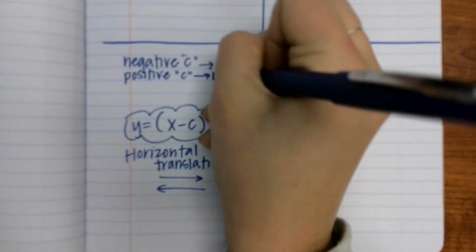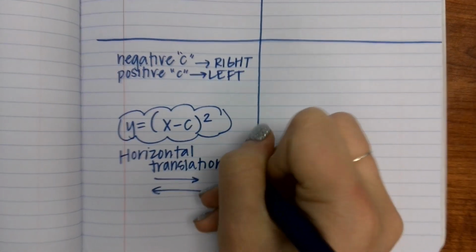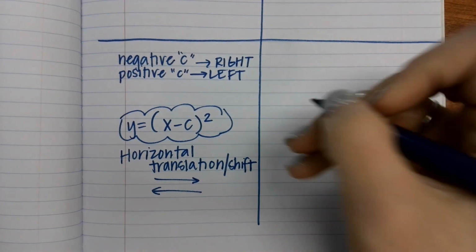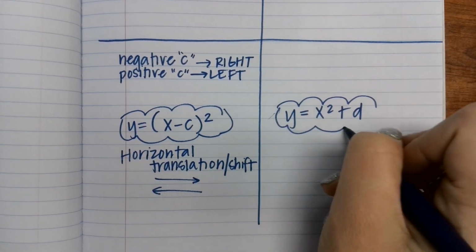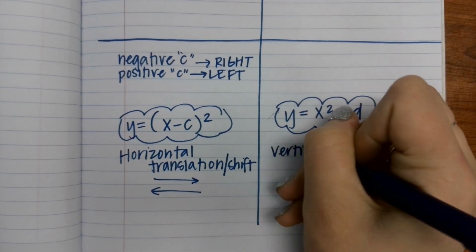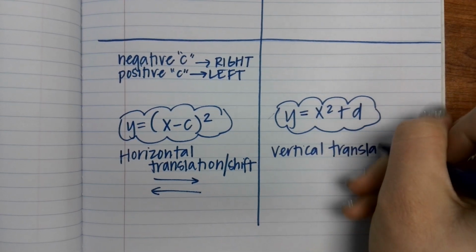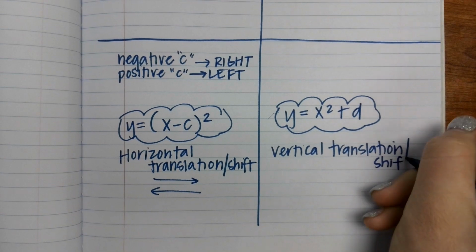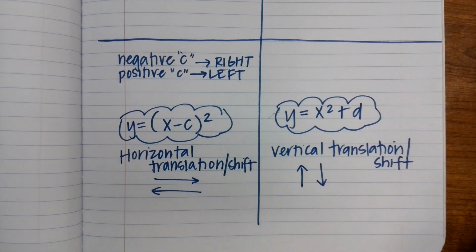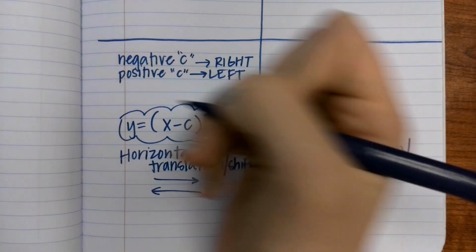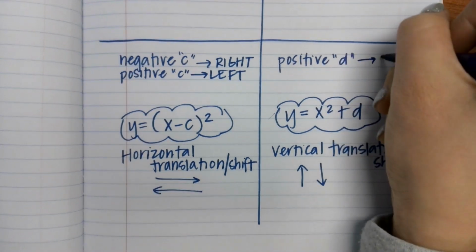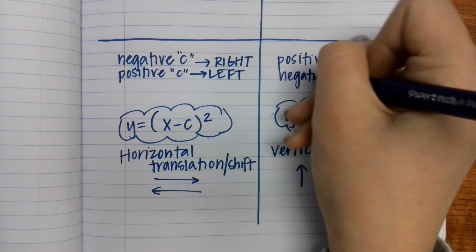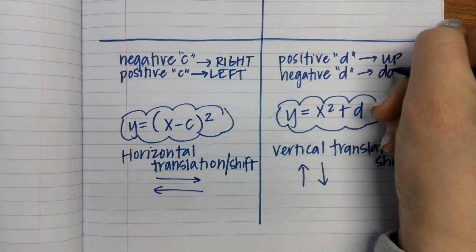If you have a positive c value, that shifts the graph to the left, or horizontal translation. In fact, let's use the word shift there as well. Let's add that. And finally, we'll have another type of transformation, y equals x squared plus d. And this is a vertical translation or shift. And this moves the graph up or down. So for example, if you have a positive d value, it shifts the graph up. If you have a negative d value, it shifts the graph down.